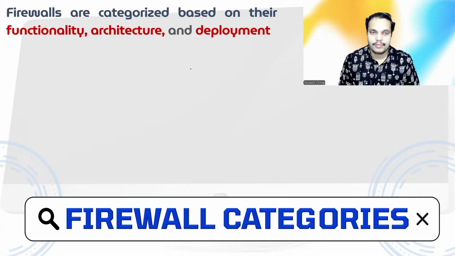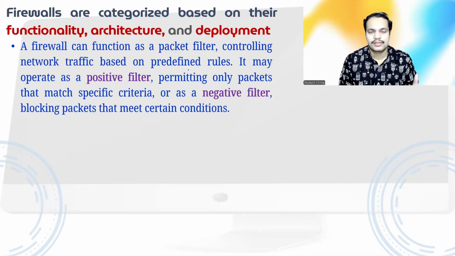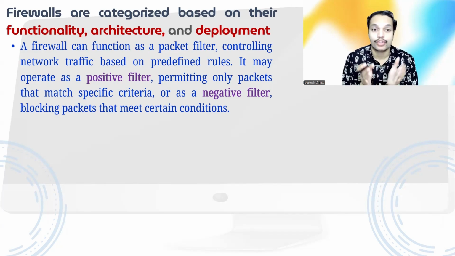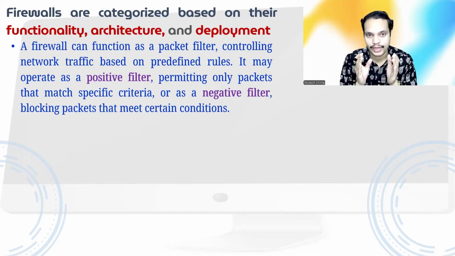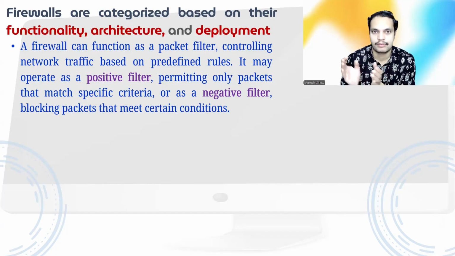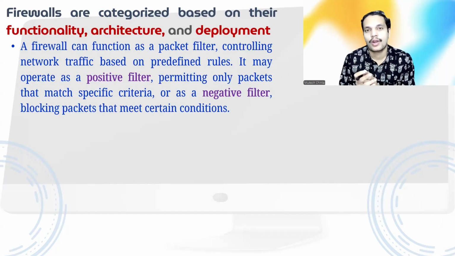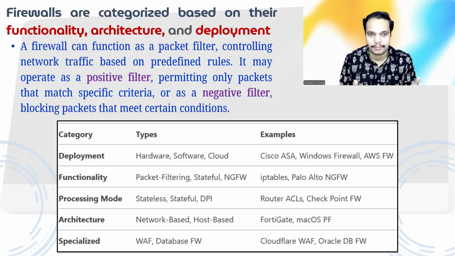Firewalls are categorized based on their functionality, architecture, and deployment. In the usual sense, a firewall can function as a packet filter, controlling the network traffic based on predefined rules. It may operate as a positive filter, which means it allows only the packets that are permitted and match the specific criteria as per a given set of rules, or as a negative filter, blocking the packets that meet certain conditions. Now, as I said, based on different ways firewalls are categorized, here is a quick example.